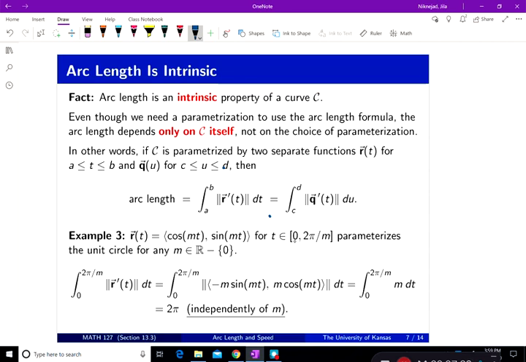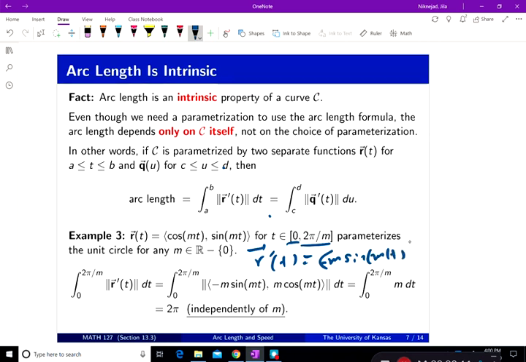So t has to be between 0 and 2 pi divided by m for a full rotation, where m is not 0, obviously. And now let's use this parameterization and calculate the arc length. So the first step is the parameterization, which we did. Then you find r prime of t, which is the derivative of cosine mt with respect to t, which is negative m sine of mt.